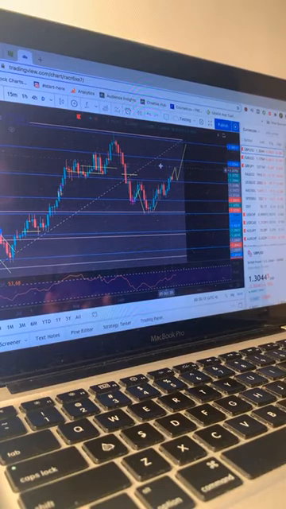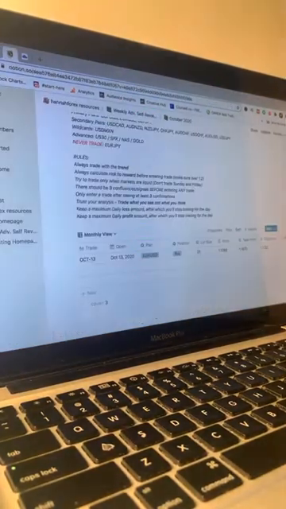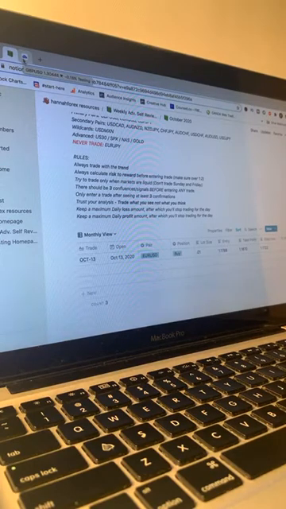I also wanted to introduce a new way that I'm documenting my trades. I used to document my trades in an Excel spreadsheet, a Google spreadsheet or whatever. You could see, not this one, it's a different one. But anyway, you'll get the point.